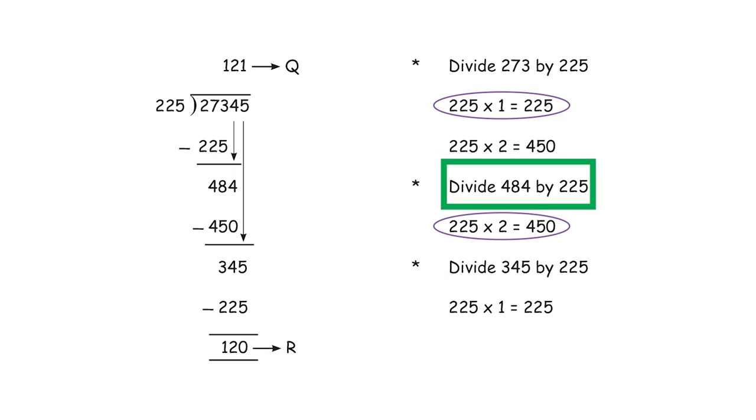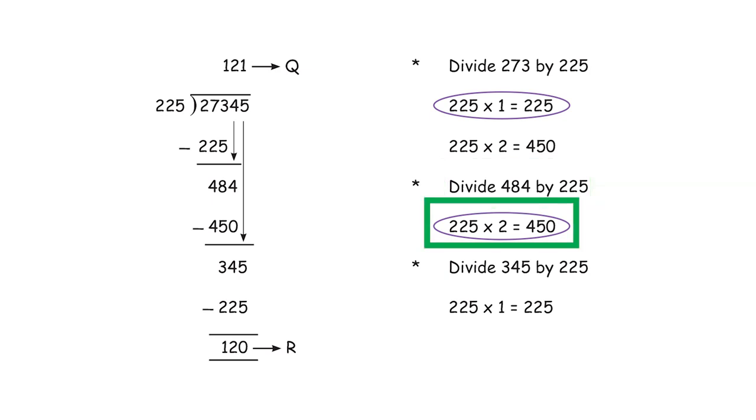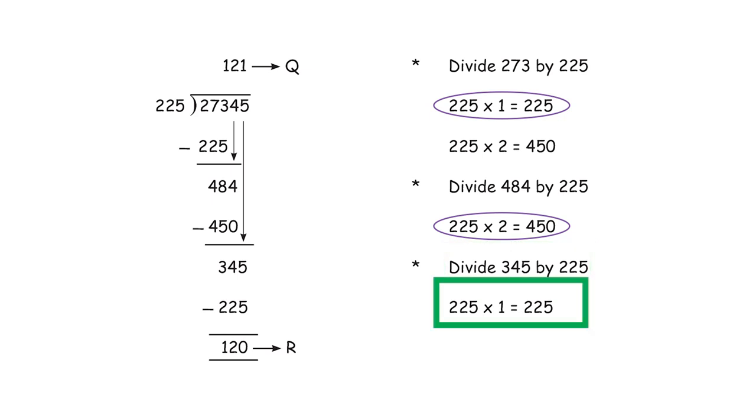The next step is to divide 484 by 225. 225 into 2 is 450. That is the number closest to 484. So 484 minus 450 will give you 34. Now bring the last digit 5 down. The last step is to divide 345 by 225. 225 into 1 is 225. That is the number closest to 345. So the final subtraction, 345 minus 225 will give you 120.